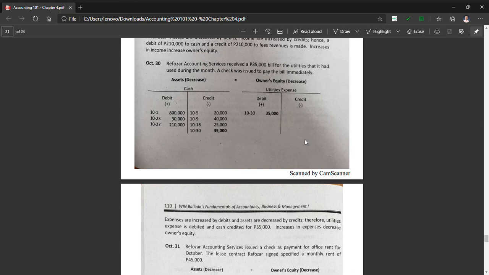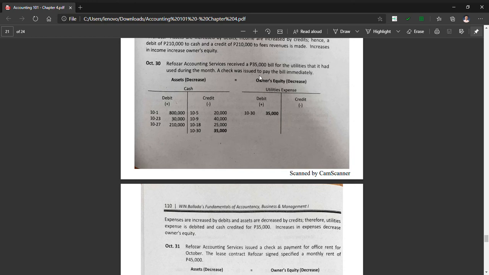On October 30, Reposar Accounting Services received a 35,000 bill for the utilities that it had used during the month. A check was issued to pay the bill immediately. Okay, so naka-receive tayo ng bill for utilities, right? Tapos nag-issue tayo ng check. So dahil nag-issue tayo ng check, meaning nagbayad tayo using check, that is a decrease in your asset, right? Or a decrease in your cash.